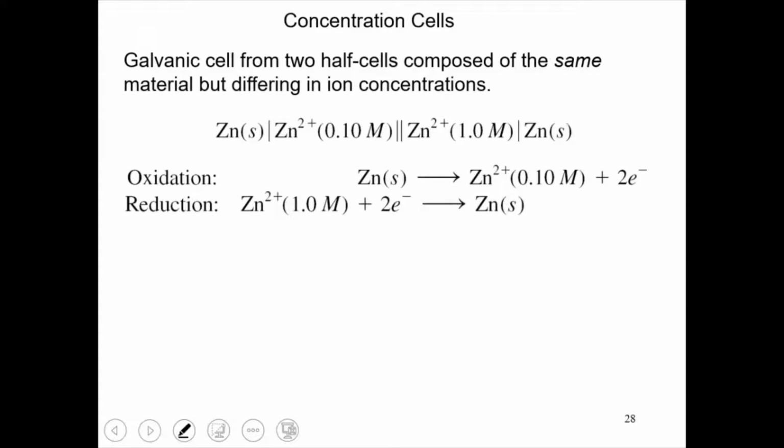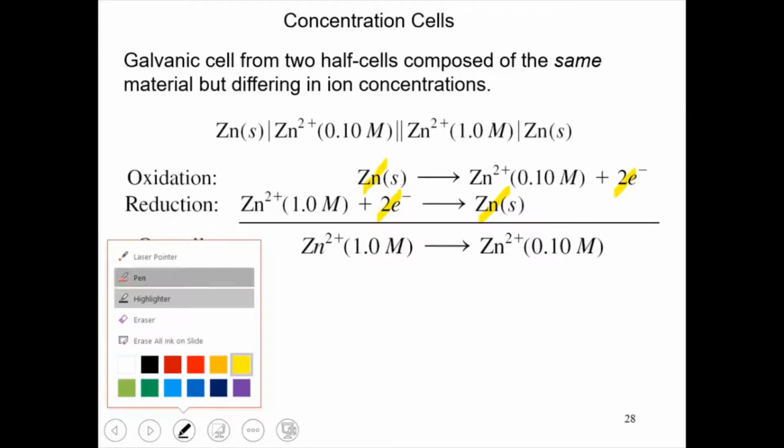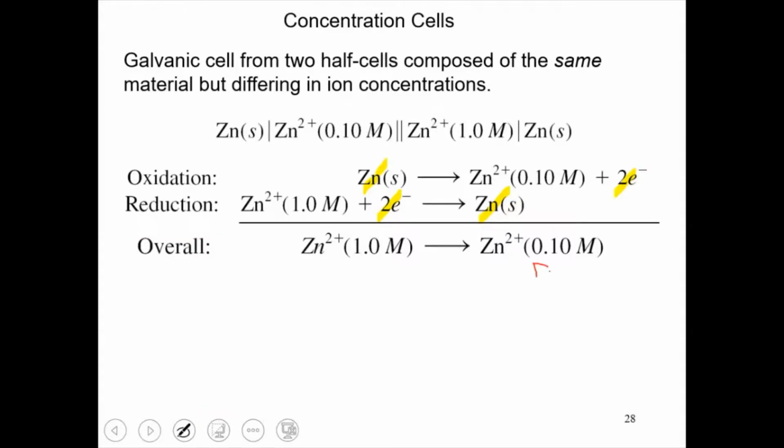When we add this, the electrons cancel out. But guess what? So does the zinc metal. See that? So the reaction you end up having here, net, is essentially zinc ions going from 1 molar to 0.10 molar. In other words, what we're seeing here essentially is simply a dilution.